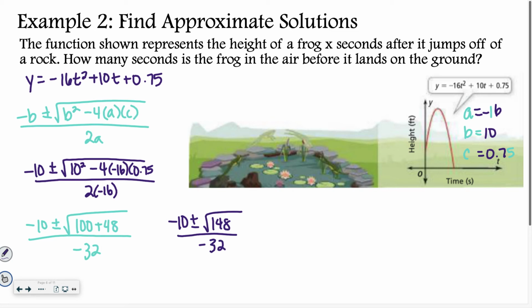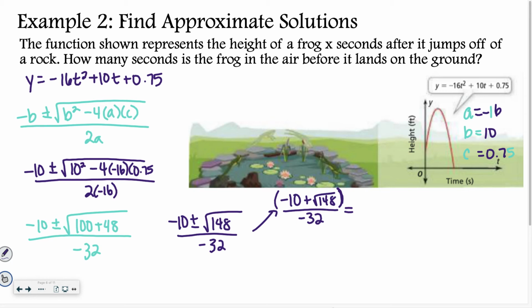From this point, what I can do is start solving. I can type into my calculator negative 10 plus the square root of 148. I highly recommend hitting enter on your calculator at this point, and then once you have an answer, hit divided, and then type in negative 32. If you were to type it all in at once, you need to make sure you put parentheses around the entire top, because if you don't, all it's going to do is take the square root of 148 and divide just that number by 32. So you need to make sure to put parentheses around that whole thing if you want to type it in all at once. So anyways, back to this calculation.